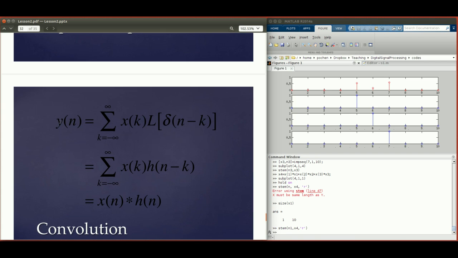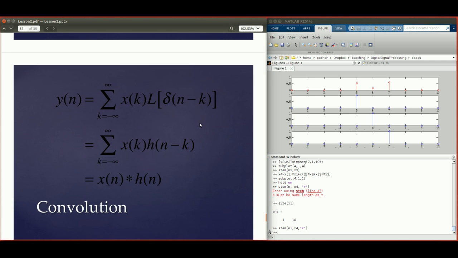So yn, the output signal, is going to be a linear superposition of L applied on shifted impulses, and the output of L on a shifted impulse is the shifted impulse response. This summation, this superposition, is over k, which is basically all the locations where x has non-zero amplitudes. The weights are just the amplitudes of the input signal. And this particular expression is conventionally denoted as convolution.